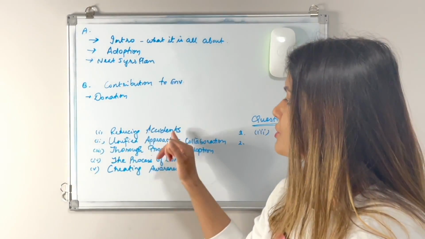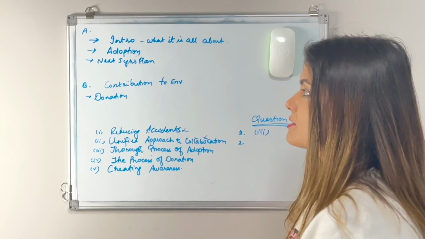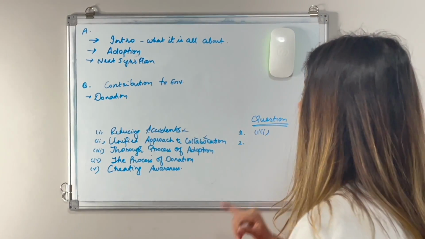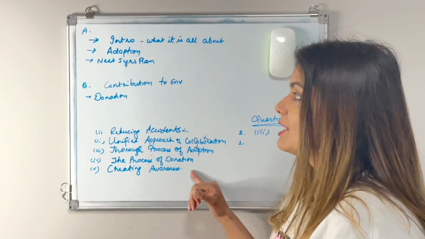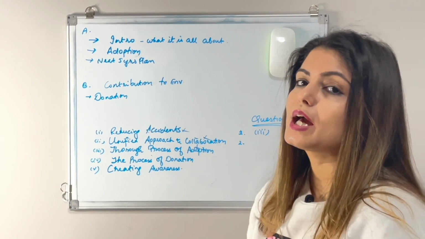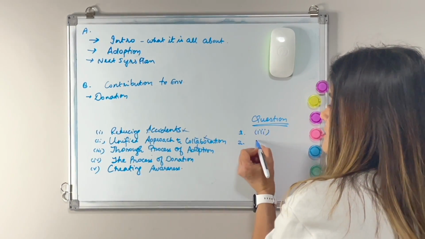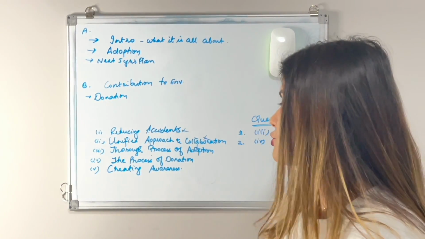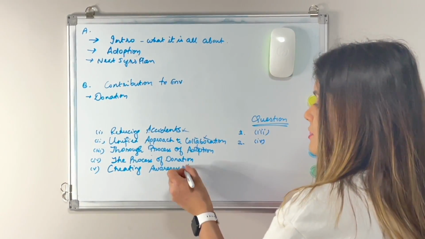The first option is reducing accidents. No, it cannot be the correct answer. Unified approach and collaboration, it doesn't mention donation or contribution to the environment. Thorough process of adoption, we have already figured out that's for paragraph A, so this is also not the correct answer. Then the process of donation. This looks like a sure shot correct answer because in paragraph B they were primarily talking about donation. So for question 2, the correct answer is 4. But just to be double sure, we are also going to read the last heading, which is creating awareness. They do not talk anything about awareness, so this also is not the correct answer.